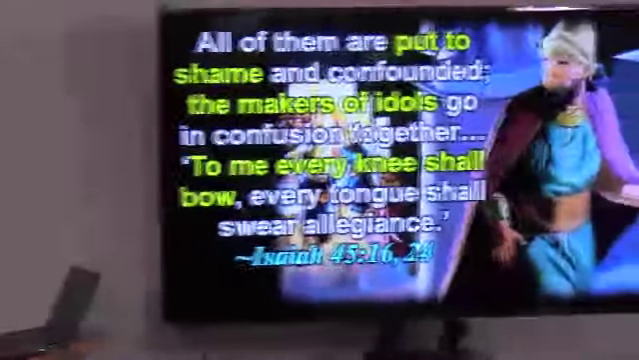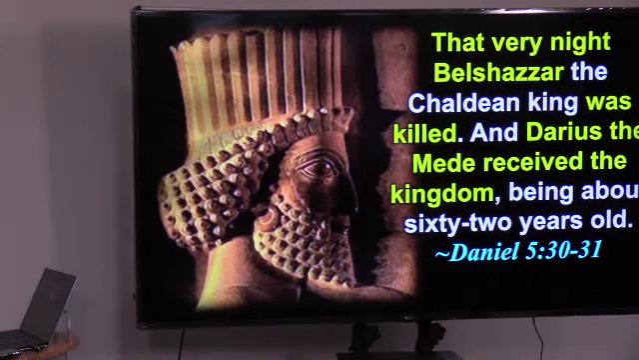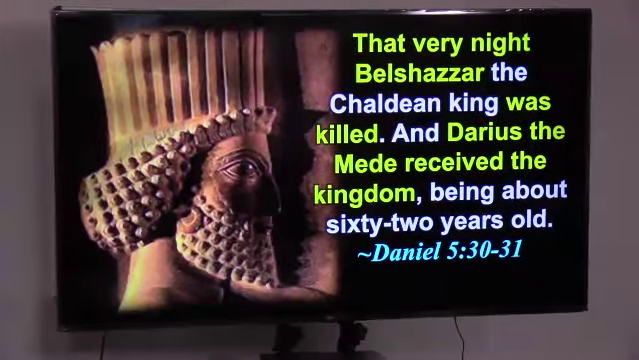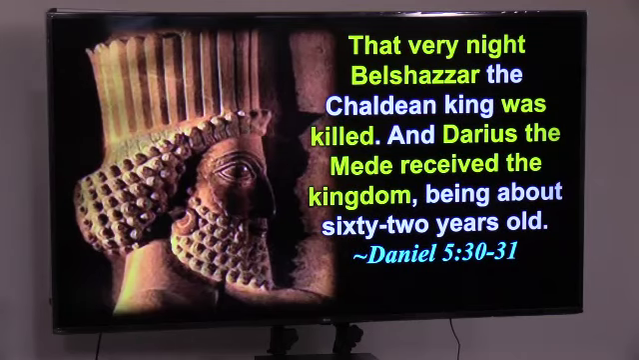So when all of them are put to shame and confounded, the makers of idols go on fishing together. To me, every knee shall bow, every tongue shall swear allegiance. That very night, Belshazzar, the Chaldean king, was killed, and Darius the Mede received the kingdom, being about 60 years old.